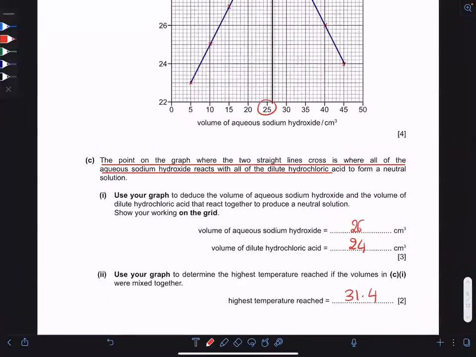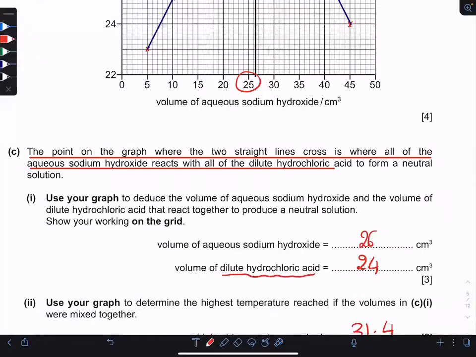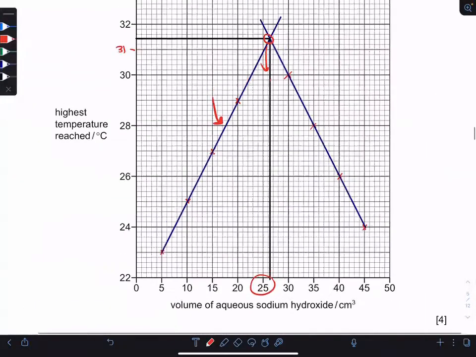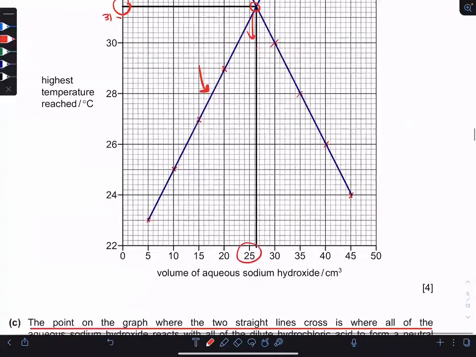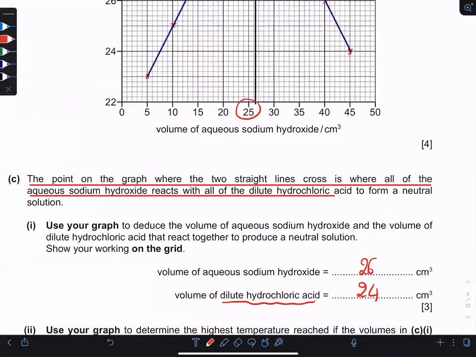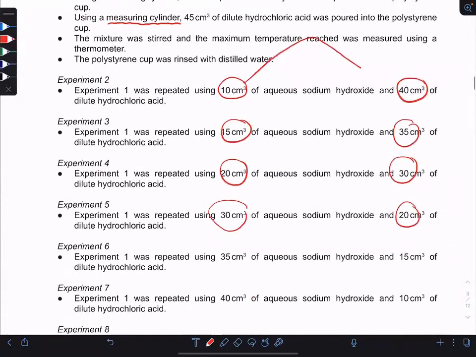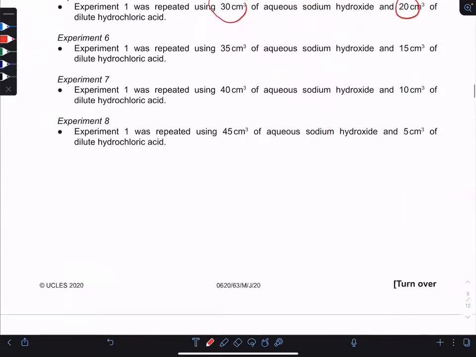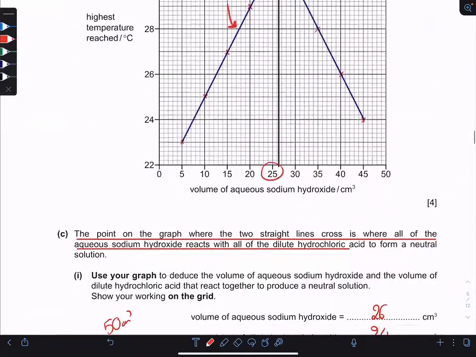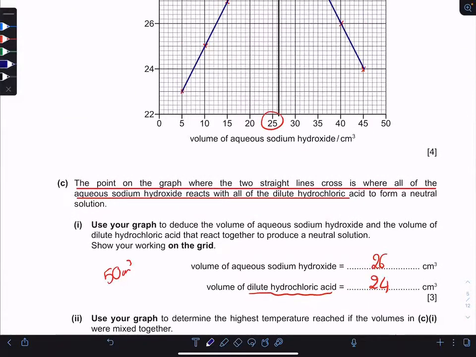Then he's asking about the volume of hydrochloric acid. Take care, because so many of you get this reading and write it down here. You write here 31.4. No, he wants the volume of hydrochloric acid. You know from the question that the total volume is always 50. Okay, and if you come back here, he's always adding these together, but the total is always 50. But you now said that the volume of sodium hydroxide is 26. But definitely the volume of HCl is 50 minus 26, which is 24.